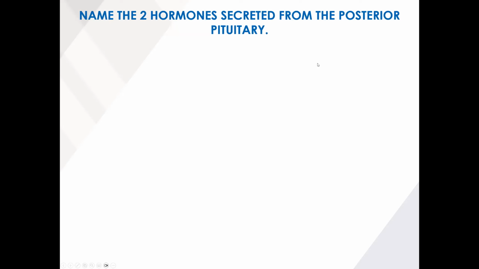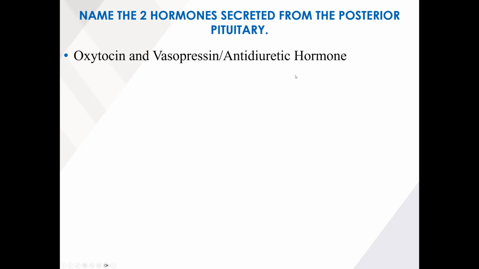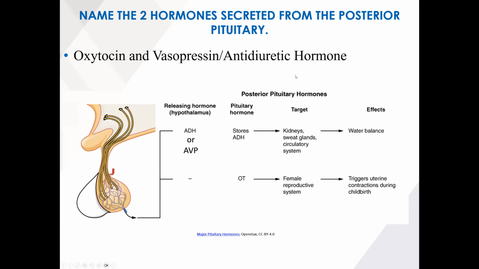All right, what comes from the posterior pituitary? What two hormones? Yep, vasopressin, so retaining water, and oxytocin, which is responsible for milk letdown and responsible for labor and delivery. So vasopressin and oxytocin come from the posterior pituitary. Anterior pituitary are those flag top hormones.